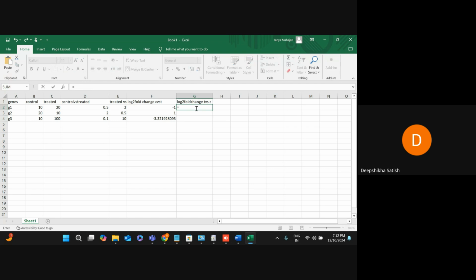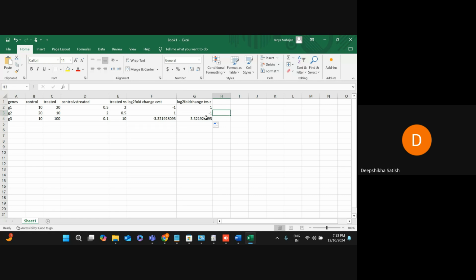Then for this, again you have to put here log, put the brackets. Now which value should be taken? This one, treated versus control. Then comma 2, bracket close, enter.